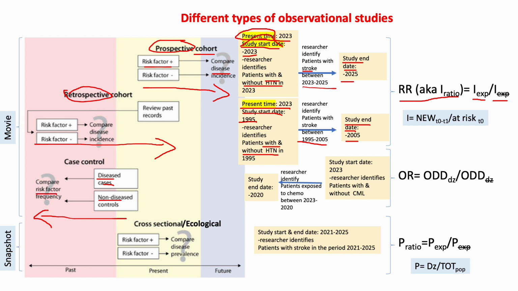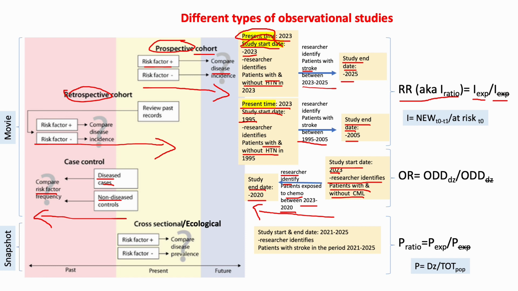For example, in this example that I have provided to you, the study start date is 2023, and the researcher identifies patients with and without chronic myeloid leukemia. Then the researcher identifies patients exposed to chemo between 2023 and 2020. So as you can see, it goes backward in time with the study end date in 2020.